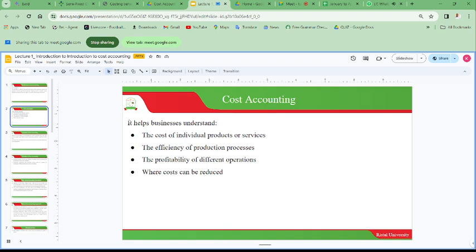So, cost accounting helps businesses to understand the following. It helps businesses to understand the cost of individual products or services. It also helps them to understand the efficiency of production processes. It also helps the business to understand the profitability of different operations, and it also helps the business to understand where costs can be reduced.